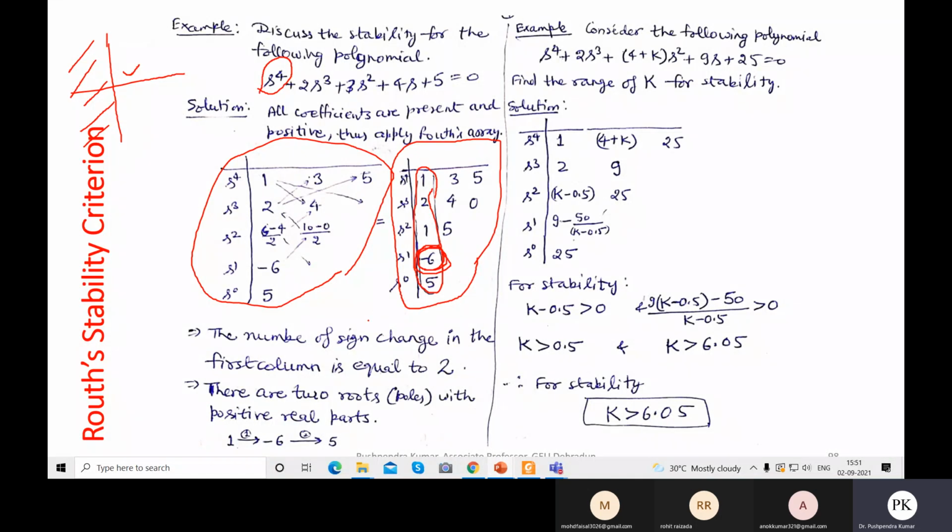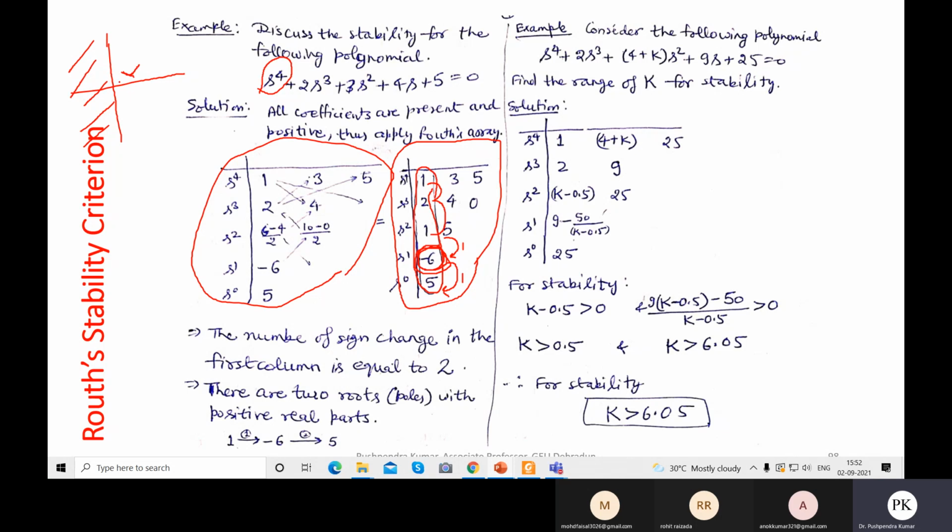Okay, so as I told you, the number of roots on the right side of the imaginary axis is equal to the number of sign changes in the first column. So how many sign changes are there here? You see here positive, so positive to positive no change, but here positive to negative, so one change, and then negative to positive, another change. So there are two sign changes. The total poles will be two on the right hand side.